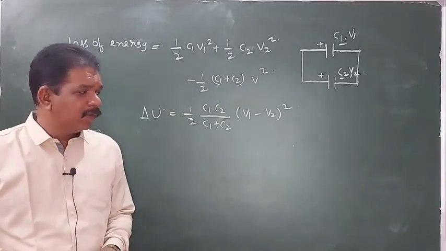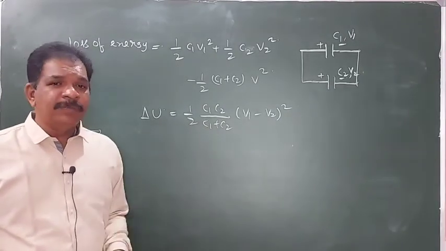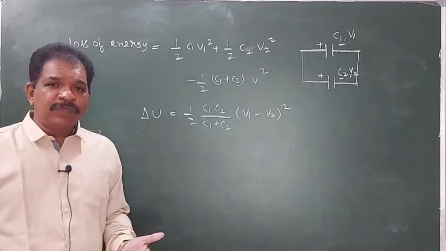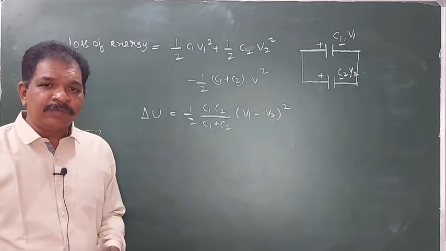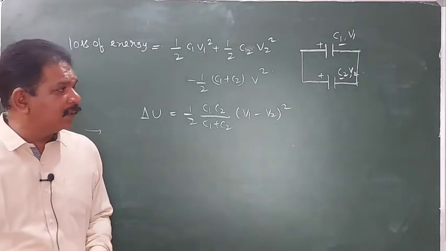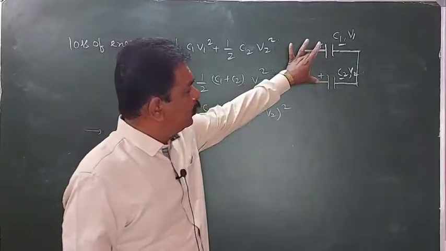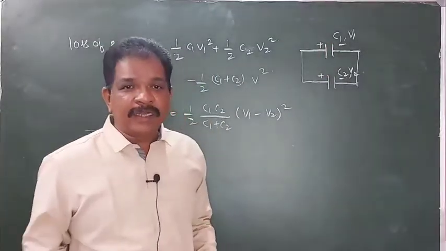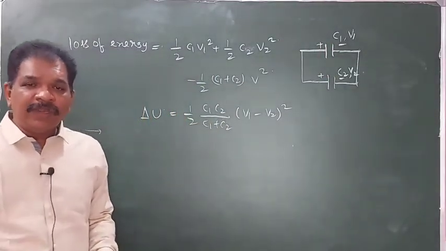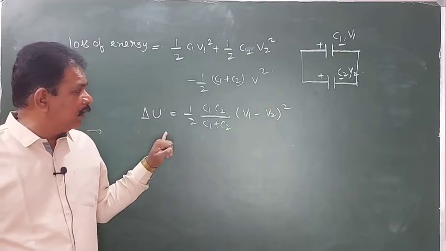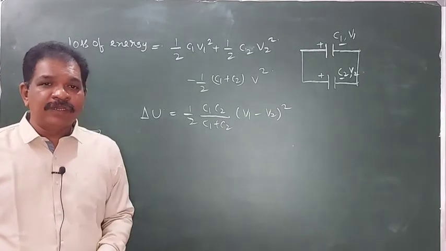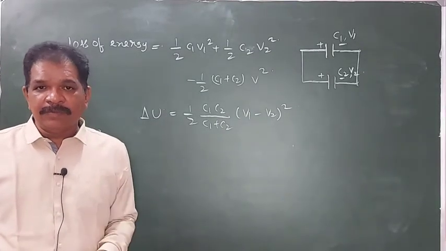Point is clear? So problems will be there when two capacitors at different potentials are joined together such that their positive plates and negative plates are connected together. Find the common potential, find the loss of energy. Like that, questions will be there.